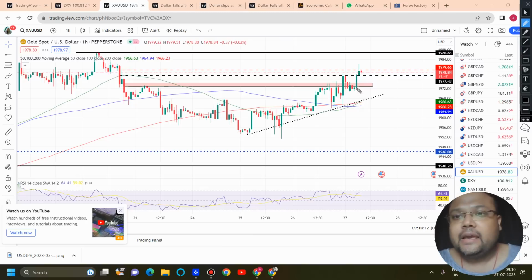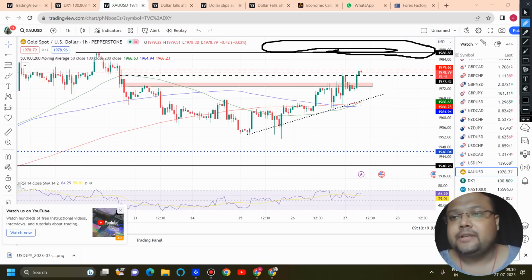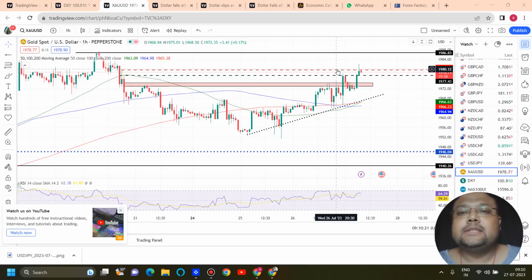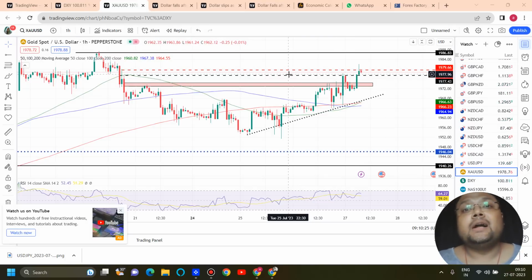But yes, if gold breaks the 1986 level, this level here, then we can consider that the market is bullish again, and you can go for another long position, another buy position above 1986-87, and your target will be 2000. 2000 will be your next target.